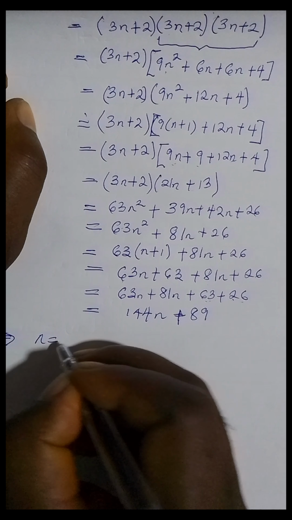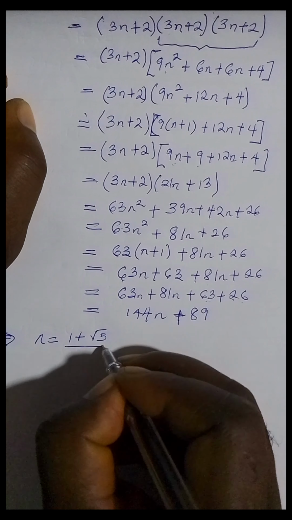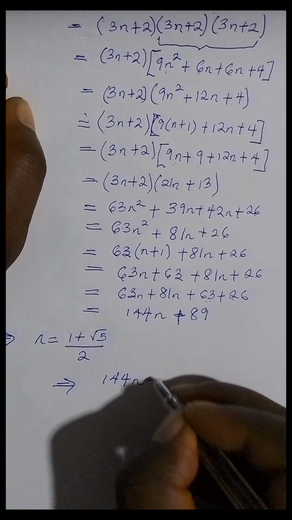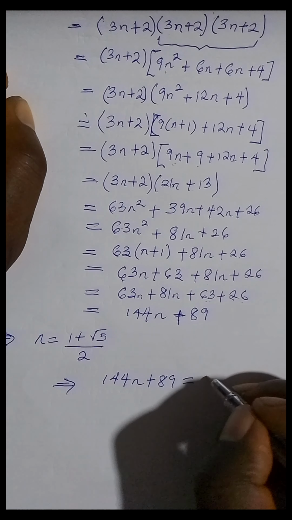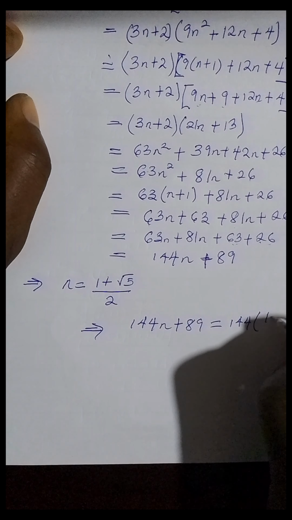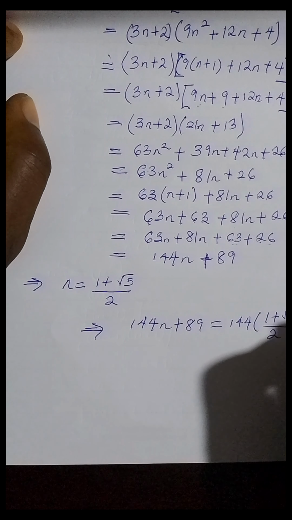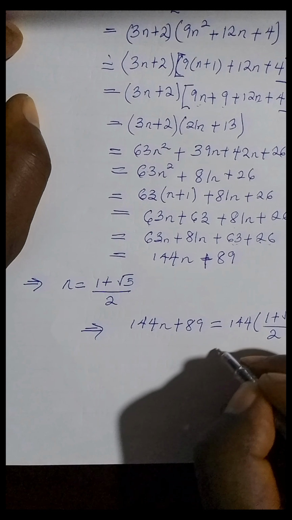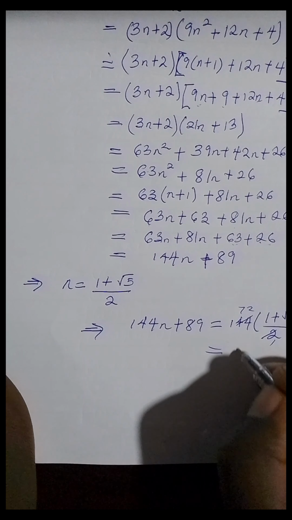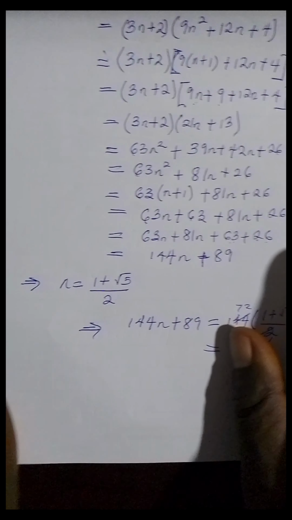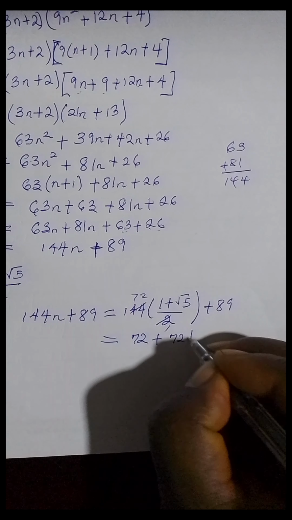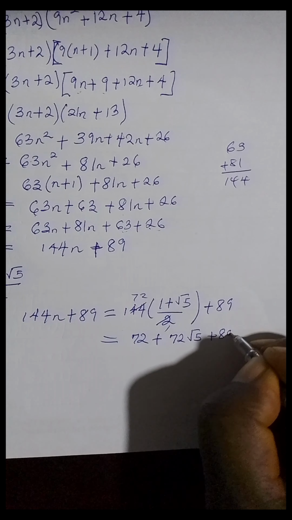So now we know that n equals 1 plus square root of 5 over 2. So finally we are going to have 144n plus 89 will give us 144 times 1 plus square root of 5 over 2 plus 89. So that gives 12, 2 here 1, 2 here 72. That's 72 times 1 will give us 72 plus 72 times this will give us 72 root 5, then plus 89.